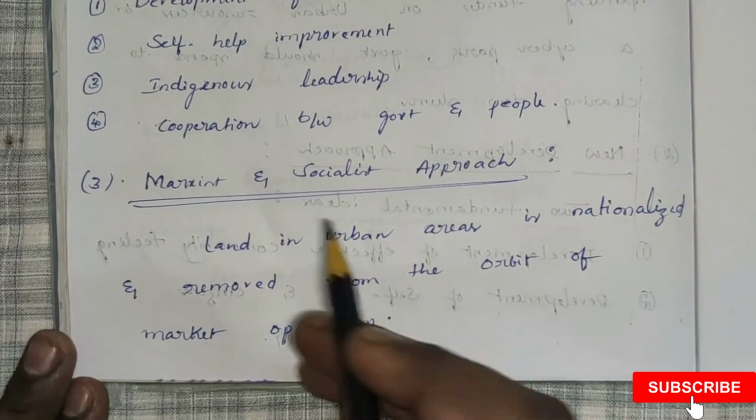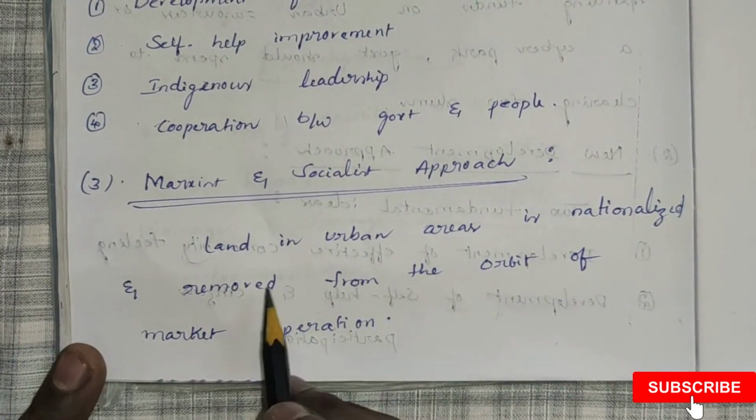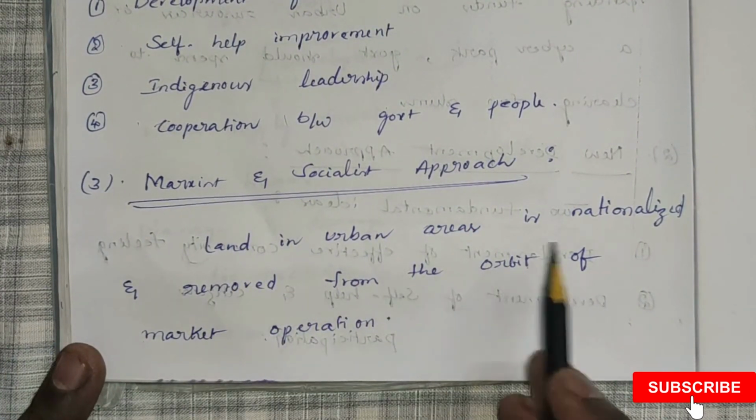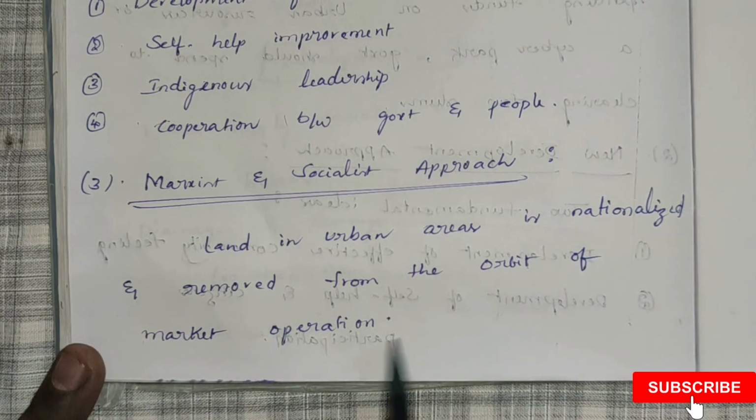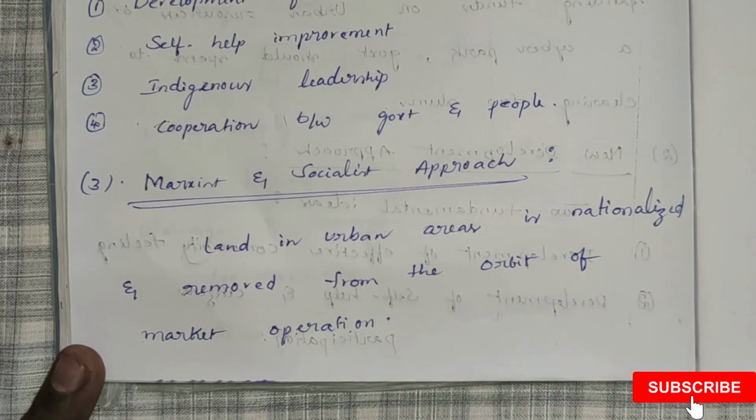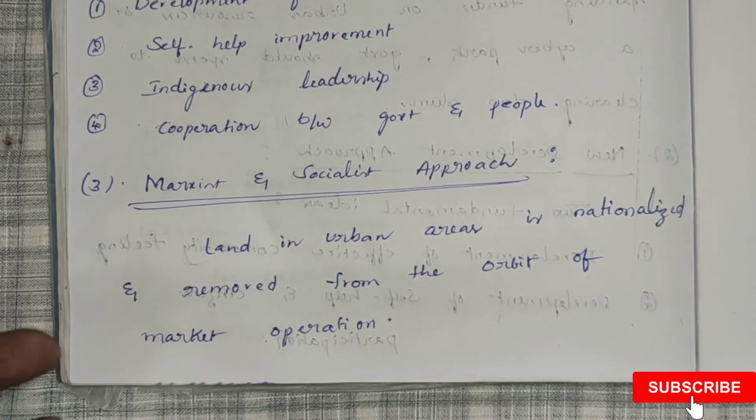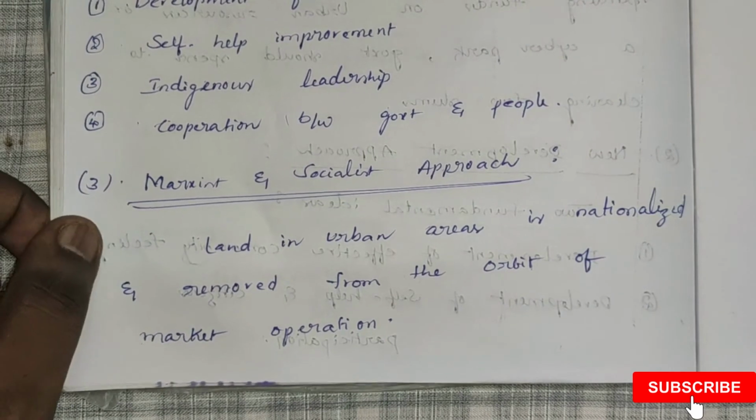Next, the third one is the Marxist and socialist approach. Marx says land in urban areas should be nationalized and removed from the orbit of market operation. In his economic perspective, he says that any land belonging to the state should be removed from market operation, nationalized, and given to those people who don't have any land or housing facilities.